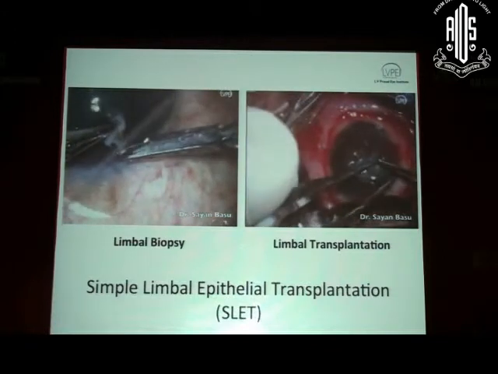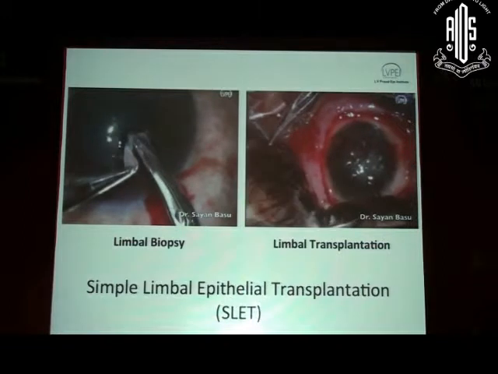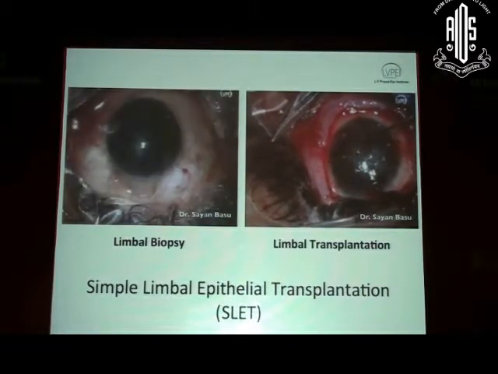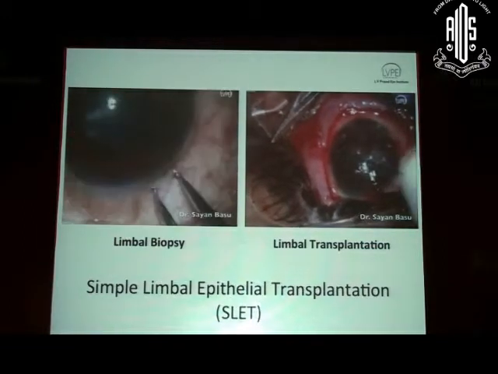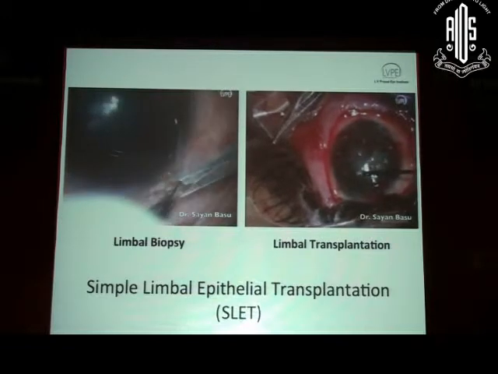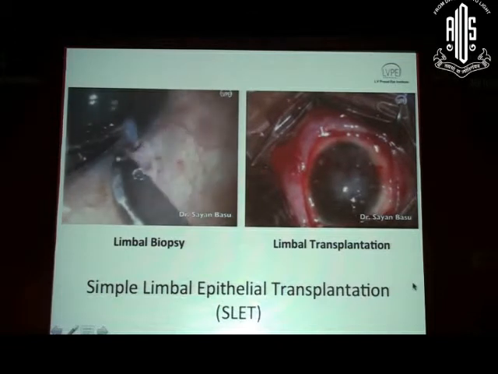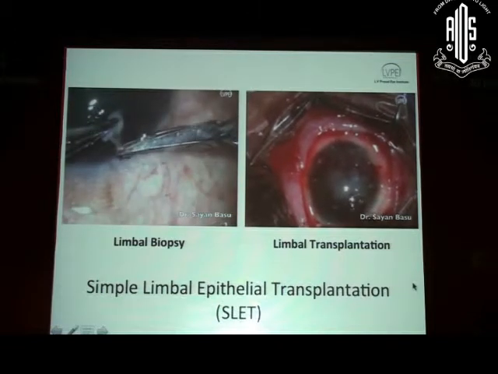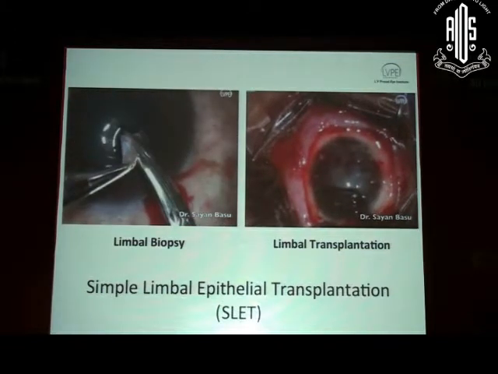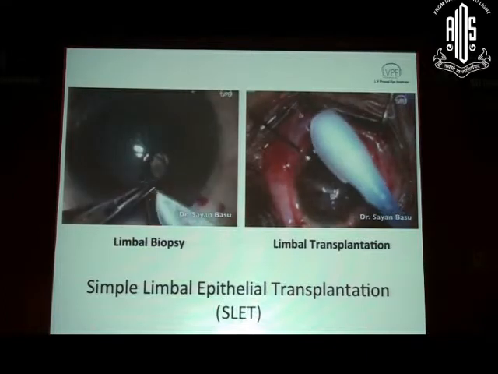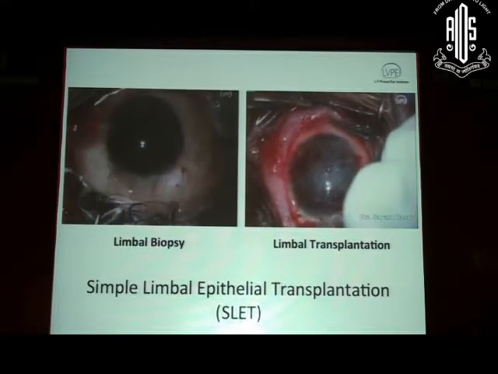Simple just to indicate because the procedure is much simpler compared to the previous techniques where you either had complicated stem cell labs or you had to take a larger biopsy, which in itself was a complicated technique. And you just spread these pieces around, put 1 drop of glue on top of them, and that's pretty much the end of the procedure. We wait for the glue to gel, and you put a bandage contact lens on top.